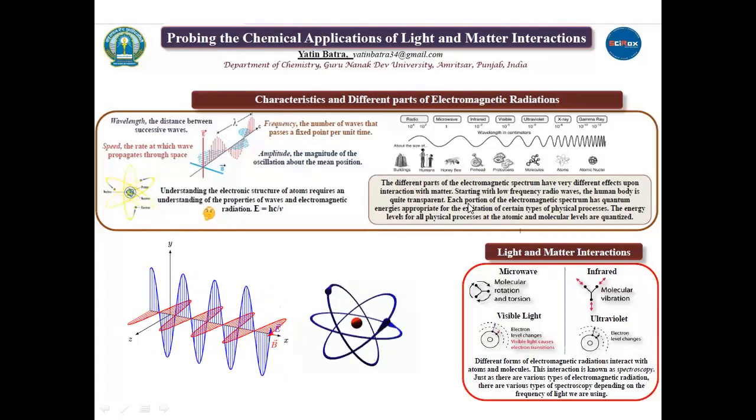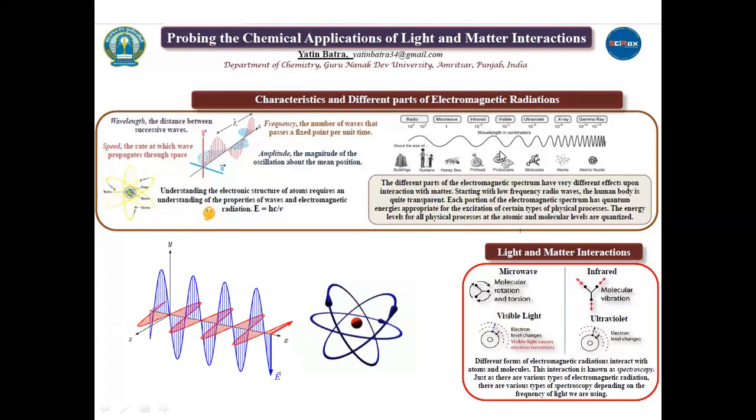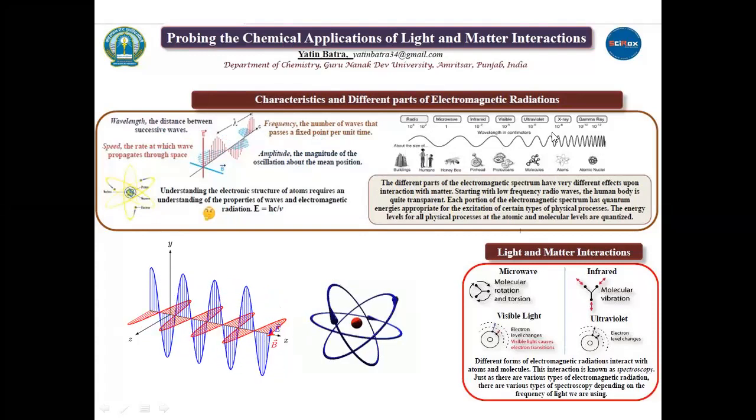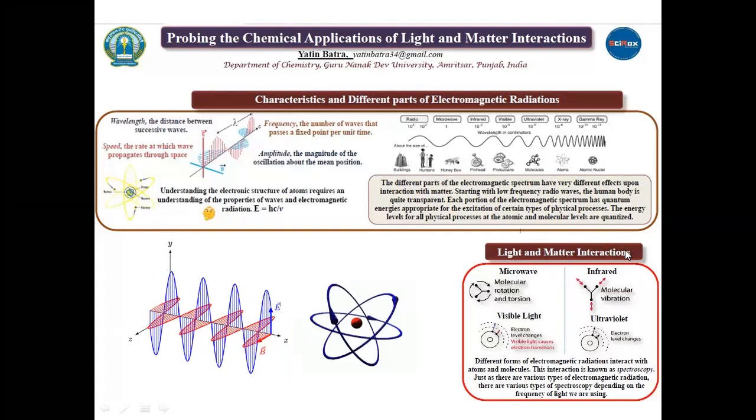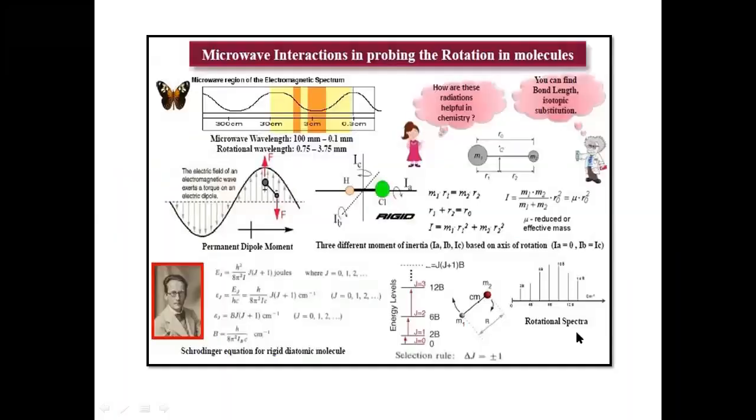Here is shown the electromagnetic spectrum arranged with increasing frequency from radio waves to gamma rays, and how these different parts of the electromagnetic radiations interact with matter.